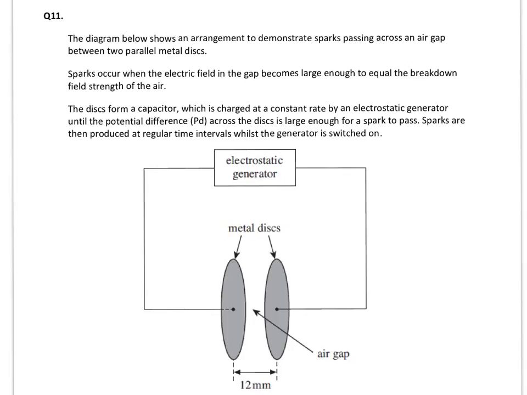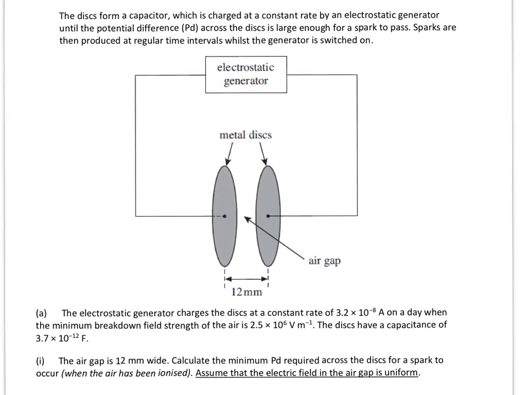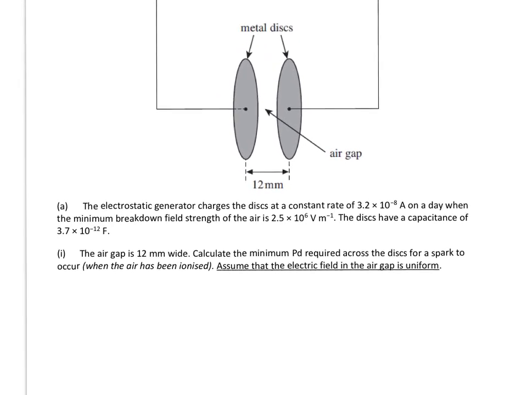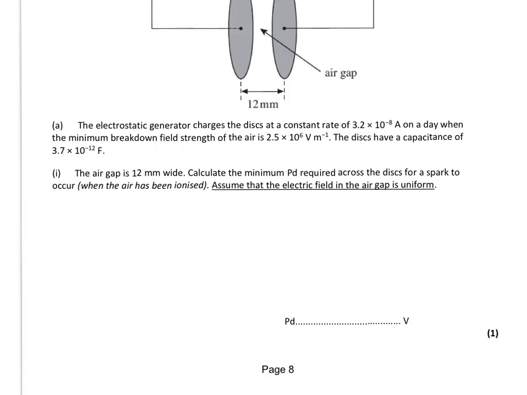Alright, so I'm going to move on to the next question, which was about electric fields and breakdown, similar sort of things to that involving capacitors. So, first thing is we're charging the electrostatic generator at a constant rate of 3.2 times 10 to the minus 8 amps. Breakdown field strength is 2.5 times 10 to the 6 volts per meter. Capacitance 3.7 times 10 to the minus 12 farads.